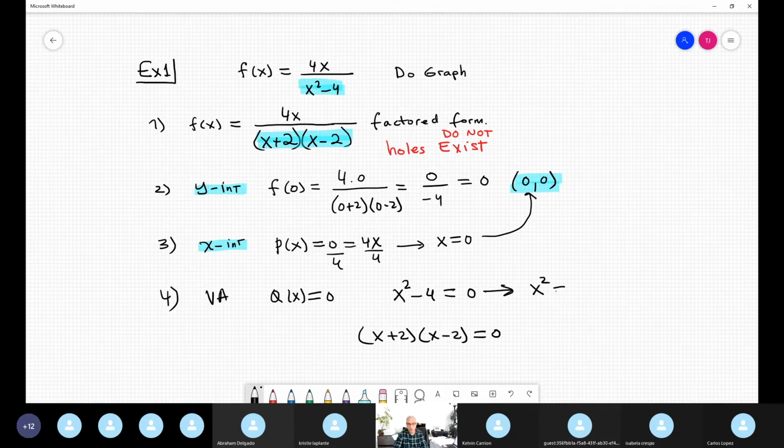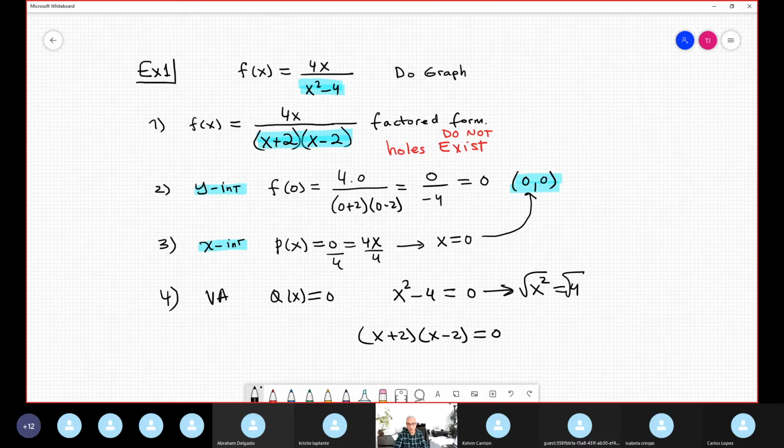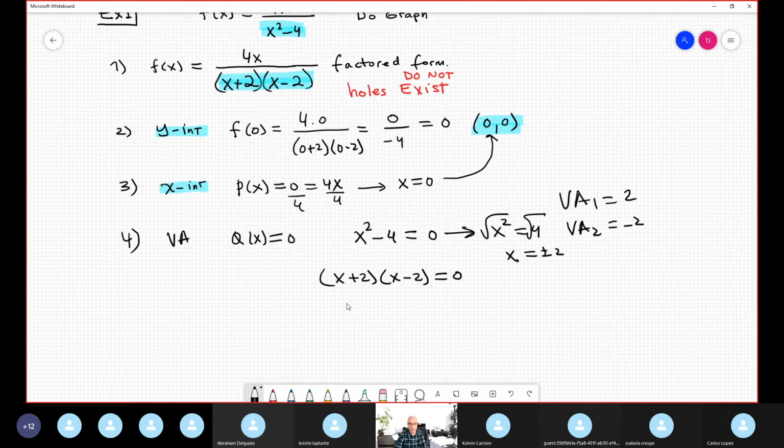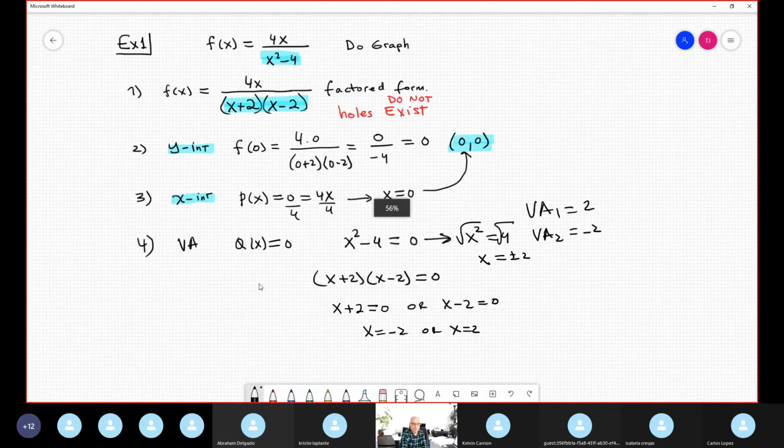So x squared equals 4, square root both sides. x is equal to plus or minus 2. Excellent. And we have two vertical asymptotes: vertical asymptote number 1, vertical asymptote number 2, at 2 and negative 2. I like it that way because there is already a factor, I separate it into two linear equations and you solve them separately, negative 2, positive 2. You get the same answer either way, in this case.